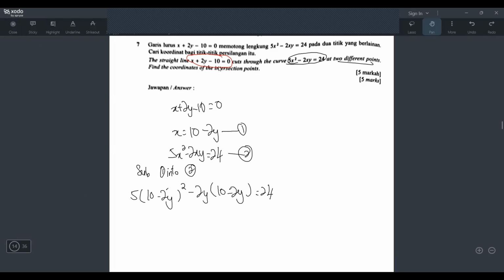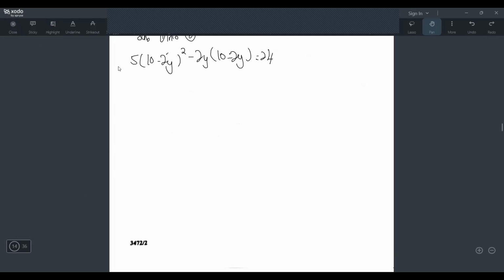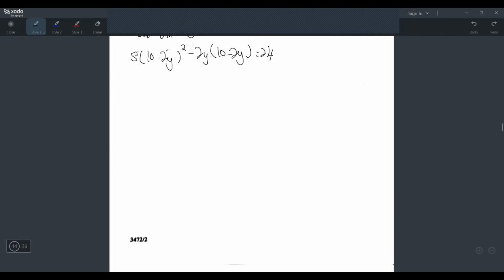So remember, how to find the intersection point? We do simultaneous equations. All right, this 5 cannot be multiplied in first because there is a square. So you have to do the square first. How to expand this? The correct way is to take the front squared, 10 squared, 100, and then the front times the back times 2. So negative 2 times 10, negative 20 times 2, negative 40y, then the back squared, plus 4y squared. This is the fastest way to expand.